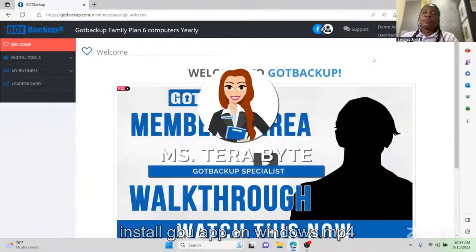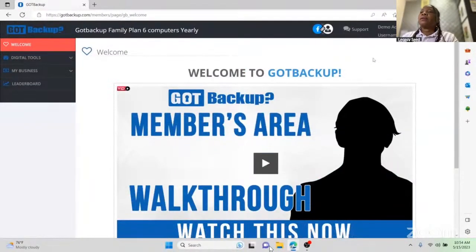To show you where to find the installation file for GOT Backup and how to install it into your computer. Now, in this example, I'm using Windows 11, but it's the same process installing on a Windows 10 computer also. So, let's get started. We're going to head to the left-hand tab where it says Digital Tools GOT Backup.